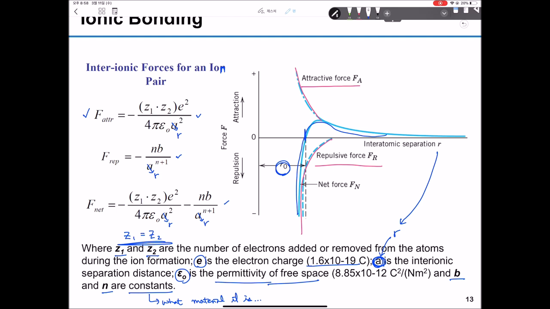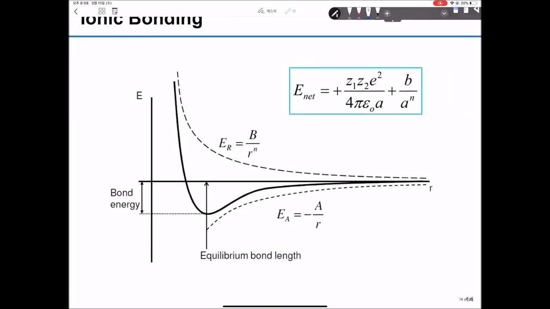So if you look here, attractive force is a function of r^-2, right? It's right here. And this repulsive force is a function of r^-(n+1), all right? And this graph makes sense when n is larger than 2. So let's see.